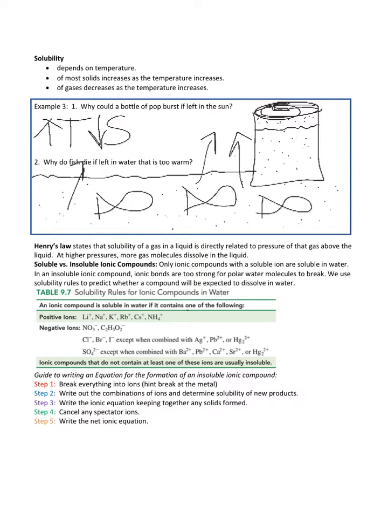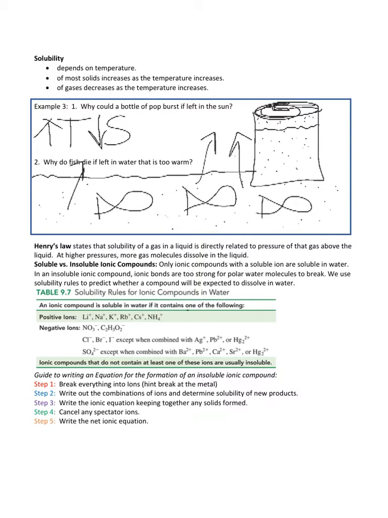When we start talking about soluble versus insoluble ionic compounds, only ionic compounds with a soluble ion are soluble in water. Well, what does soluble mean? So soluble means dissolve, right? So if they're soluble, they stay dissolved in the water or the solution. If they're insoluble, they sink to the bottom of the beaker as a solid, which we call a precipitate.